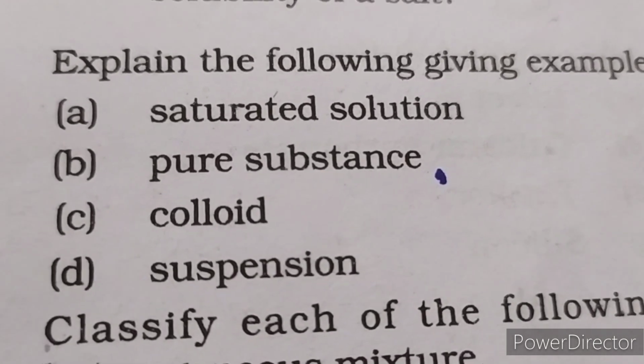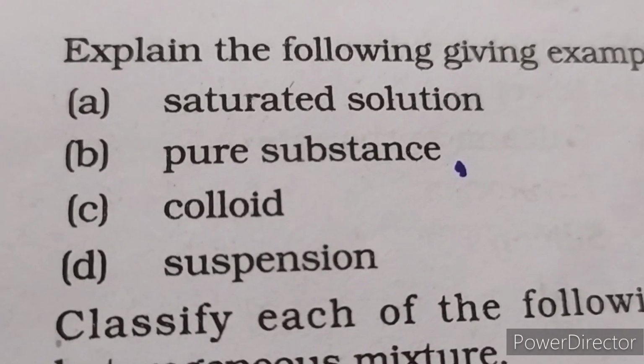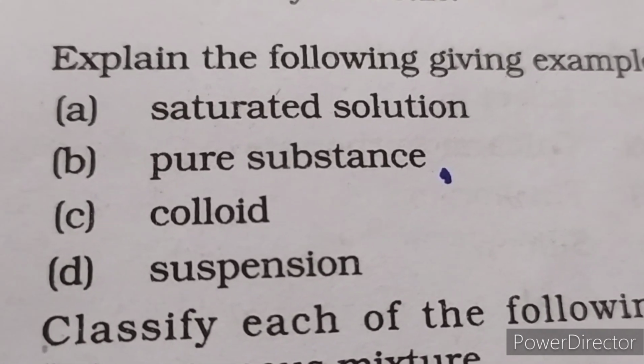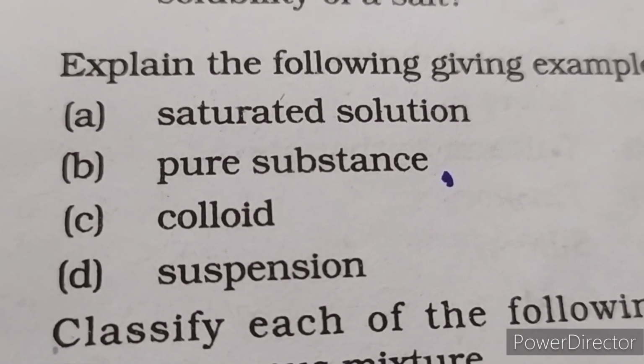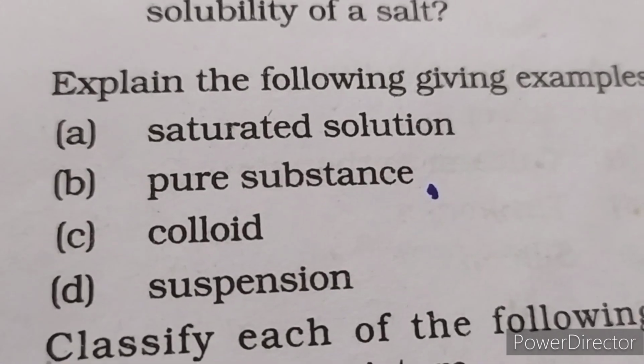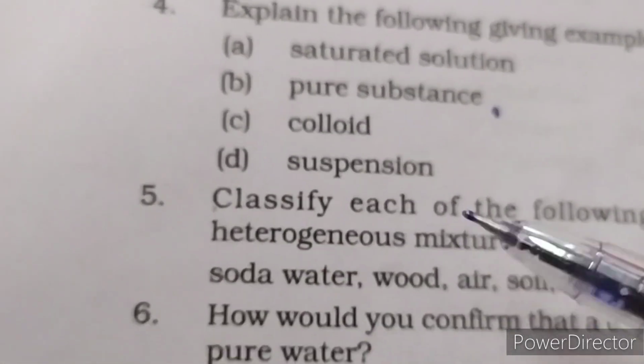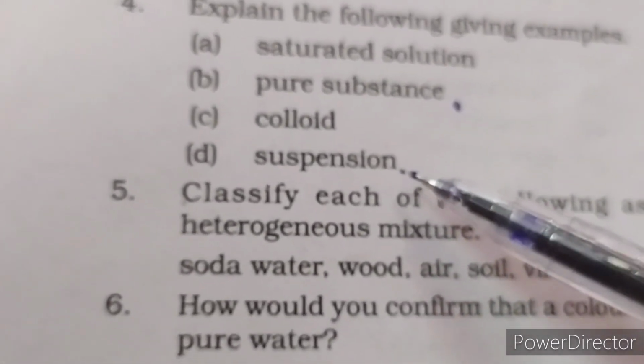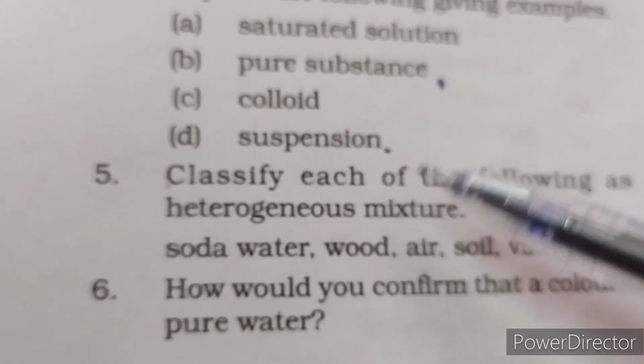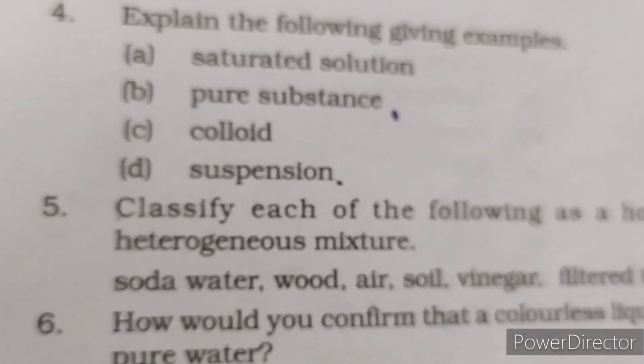A suspension is again a heterogeneous mixture in which the solute particles do not dissolve, but remain suspended throughout the mass of the solvent, and the particles are visible to the eyes. For example, if you mix sand in water, that is termed a suspension, because sand particles are easily visible to our eyes. So you can see the definitions in your book and easily quote one or two examples.